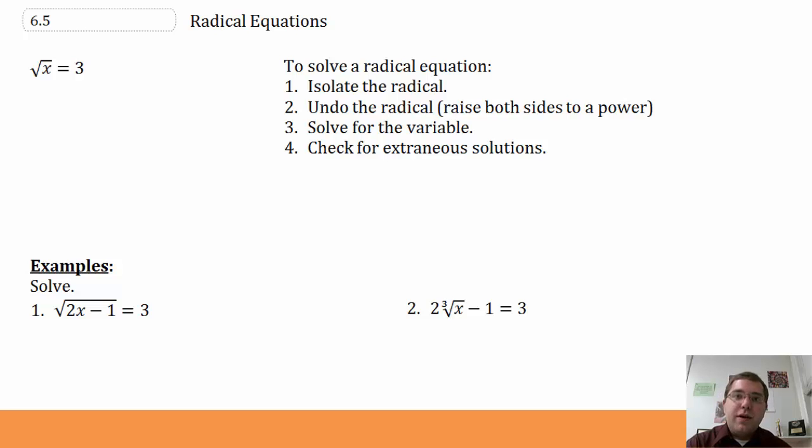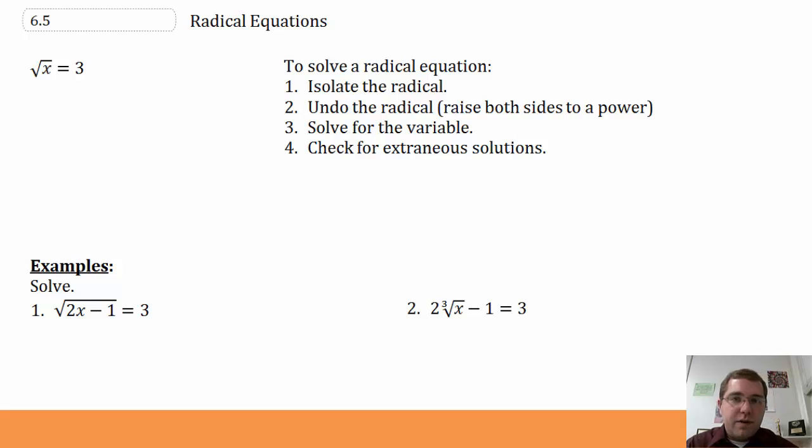This is section 6.5 of Honors Algebra 2, radical equations. A radical equation is an equation in which the variable is underneath a radical of some kind: a square root, a cube root, a fourth root, whatever. If the variable is underneath the radical, it's a radical equation. Like the square root of x equals 3, that's a radical equation.